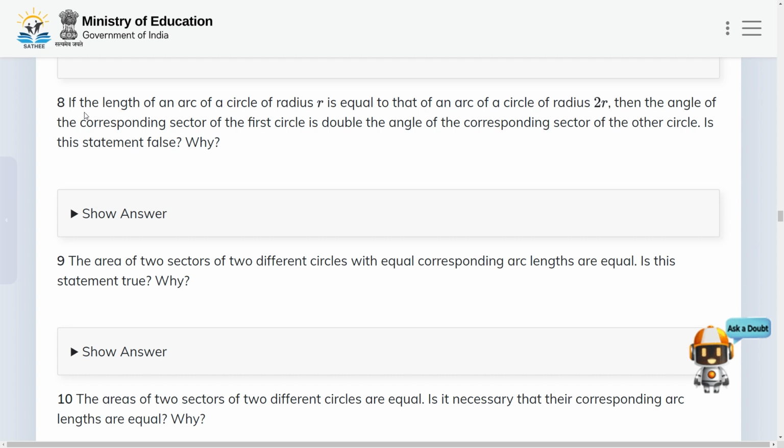In the next one, we have: if the length of an arc of a circle of radius r is equal to that of an arc of a circle of radius 2r, then the angle of the corresponding sector of the first circle is double the angle of the corresponding sector of the other circle. Is this statement false, and why?